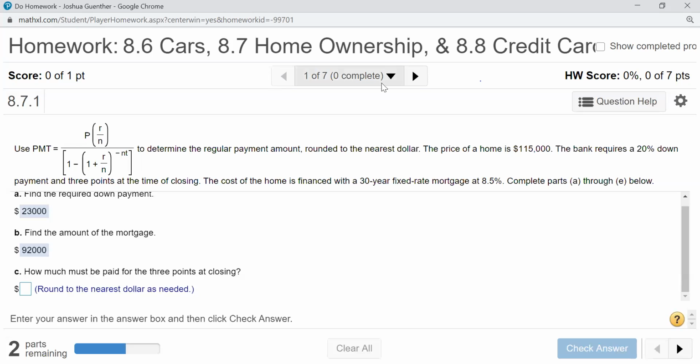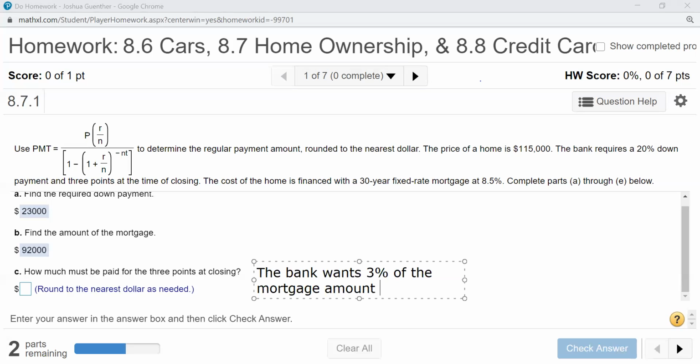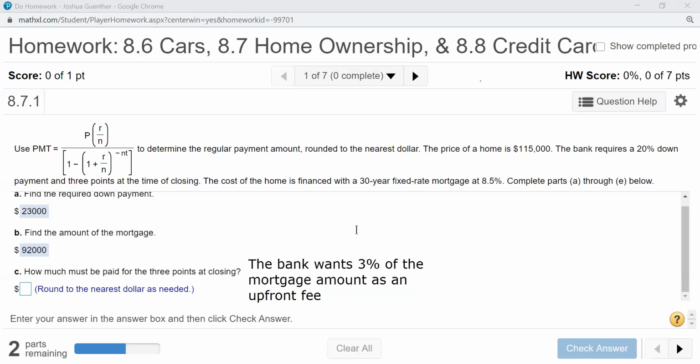So anyways, they want 3 points at closing. What that translates to is the bank or whoever you're financing through wants 3% of the mortgage amount as an upfront fee, although it's not really a fee just to them. It's a fee to cover things. It's not just that they're greedy. It's a fee to cover actual things that need to happen whenever you buy a house. So don't think of it as, oh, they're just trying to steal my money. That's really not entirely the case.